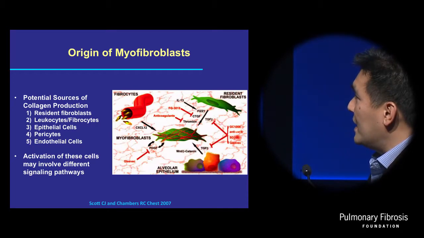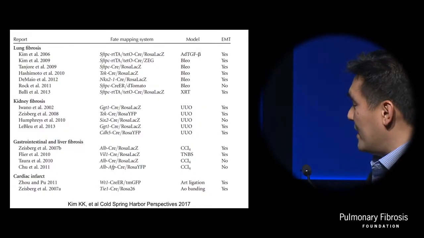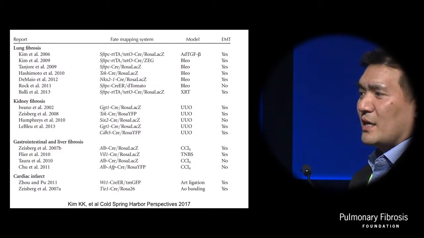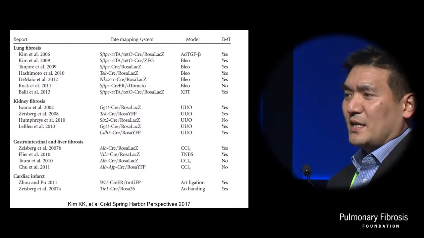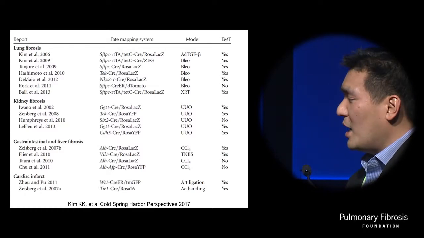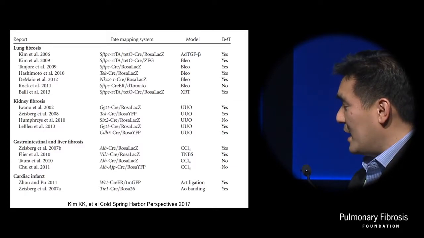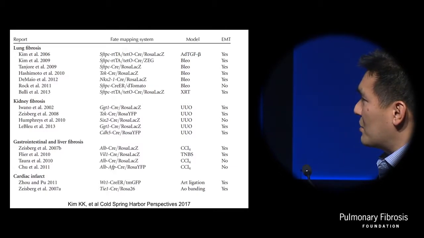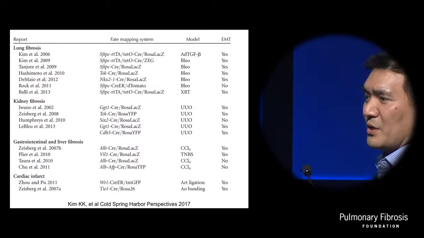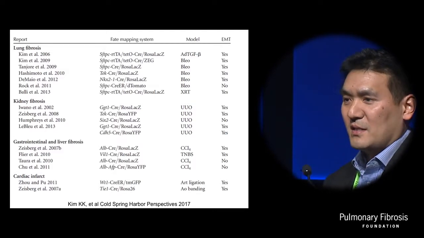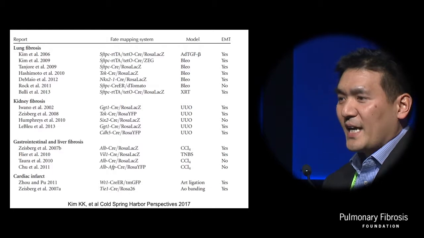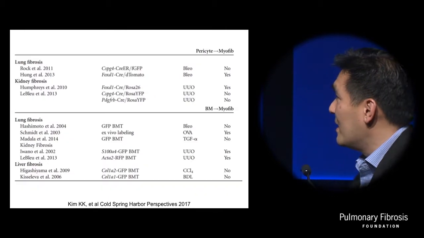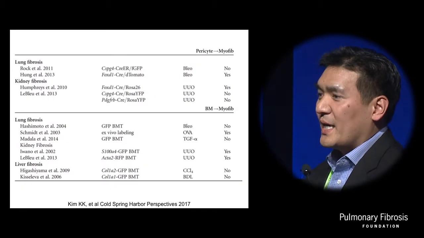So for example, in the context of lung fibrosis, four separate groups have shown, using this fate mapping strategy, that epithelial-derived cells can express markers of activated fibroblasts, but at least one prominent group showed no evidence of EMT. And this is true for kidney fibrosis and liver fibrosis as well. So there is definitive evidence that epithelial to mesenchymal transition occurs, and there is definitive evidence that epithelial to mesenchymal transition does not occur.